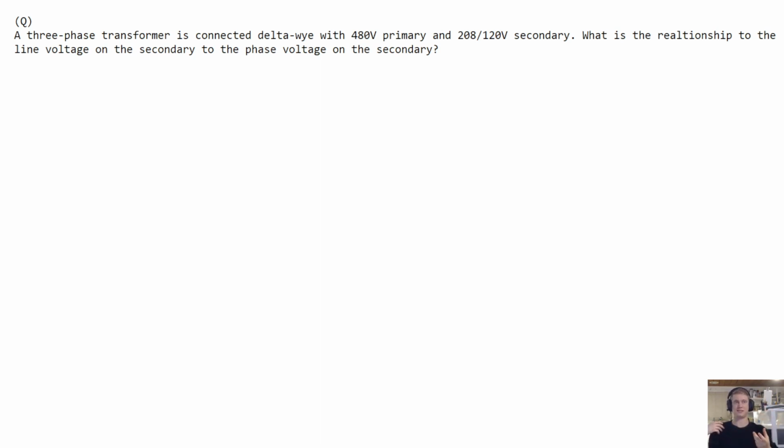Because the Y is the secondary, we know that voltage is going to be changing while the current actually remains the same. And because of this, the line voltage on the secondary is going to be more than the phase voltage on the secondary, since this is going to be a Y configuration. And we see the answer is greater than the phase voltage. Of course, this could have said 1.73 times greater than the phase voltage, but it's just asking simply here.